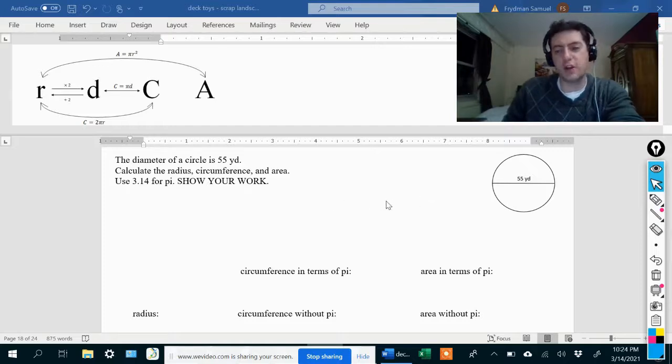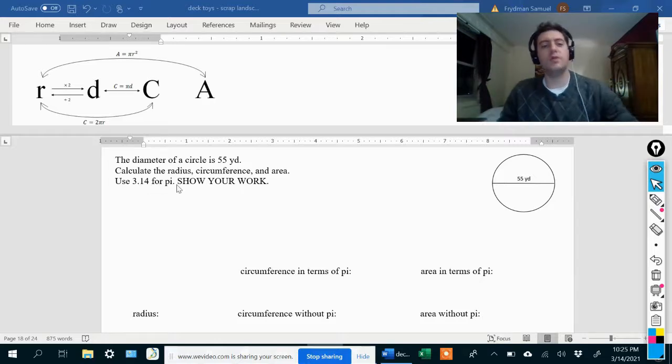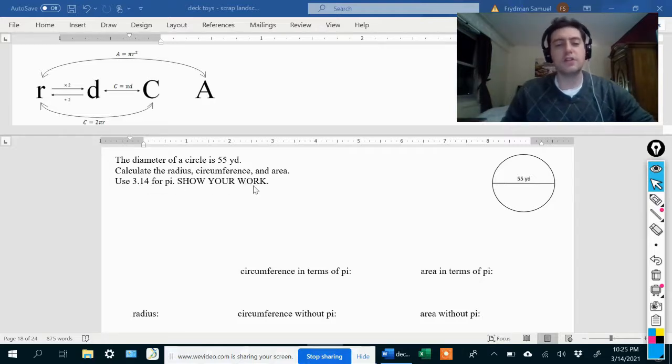And we want to figure out what the radius of the circle would be, what the circumference would be, and what the area of the circle would be. We're going to use 3.14 for pi, and we will show our work. The first one we're going to do in this video is find the radius.